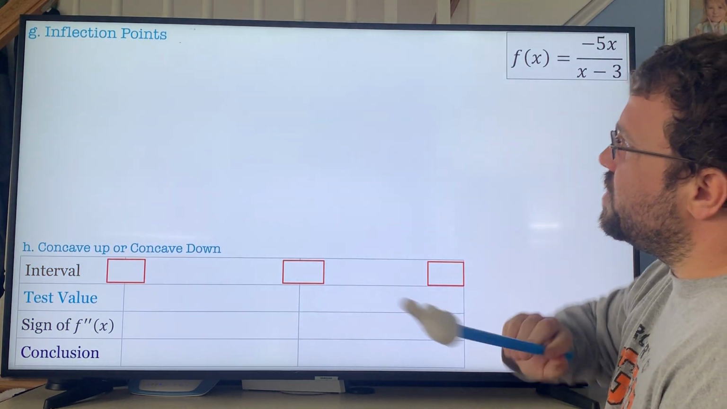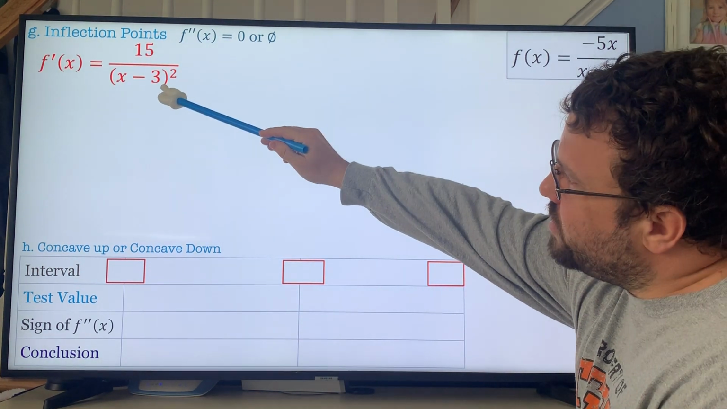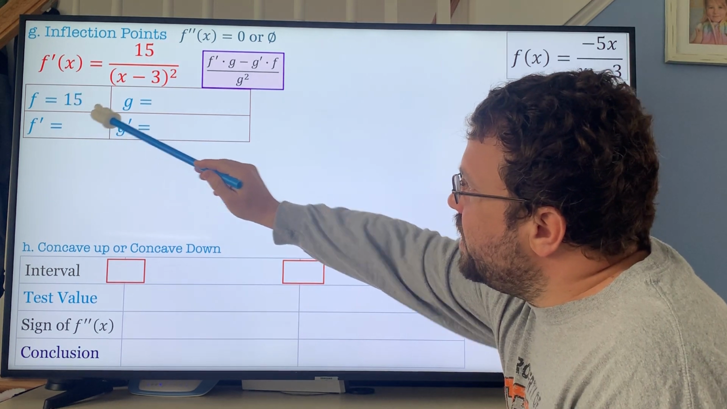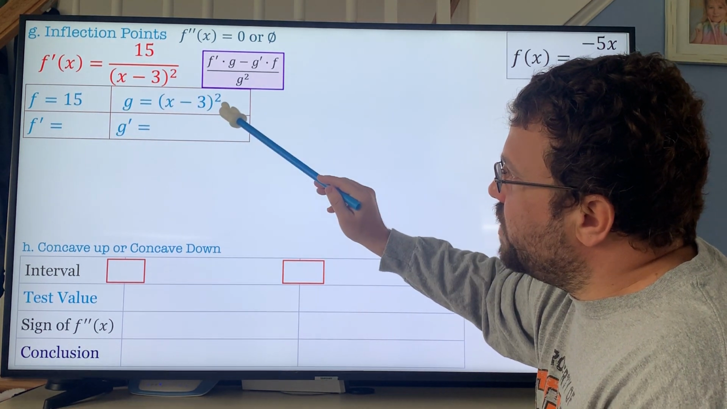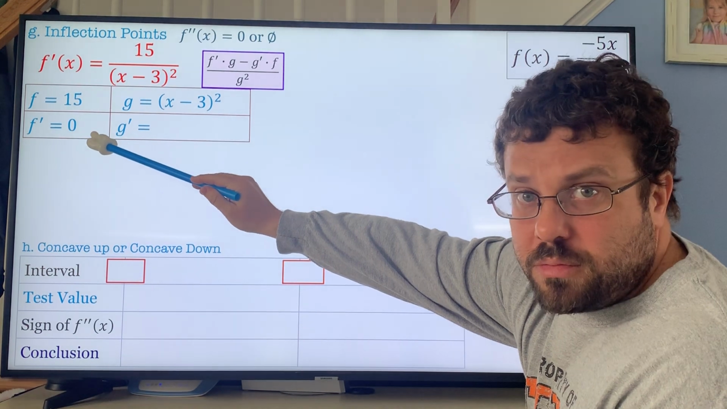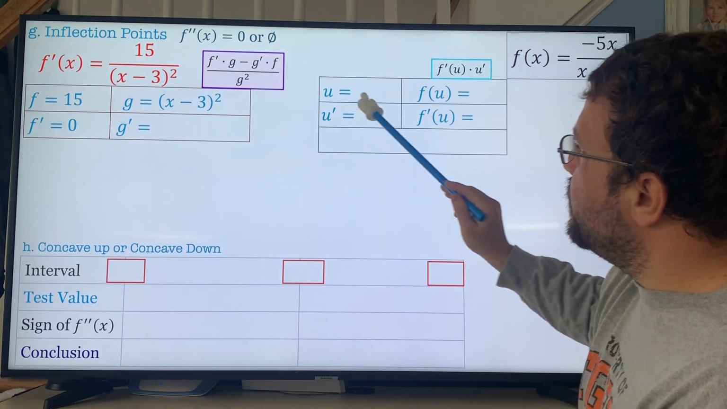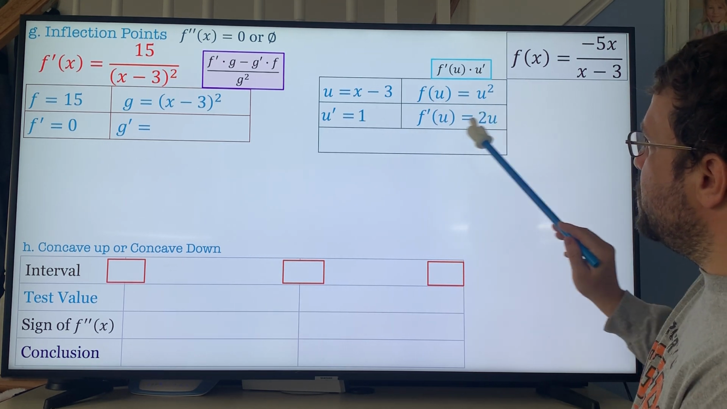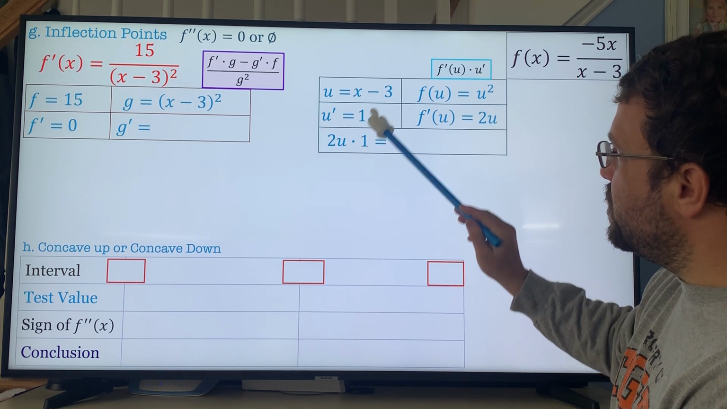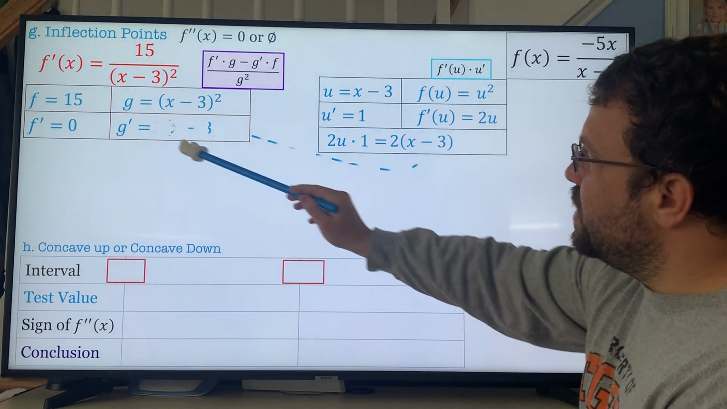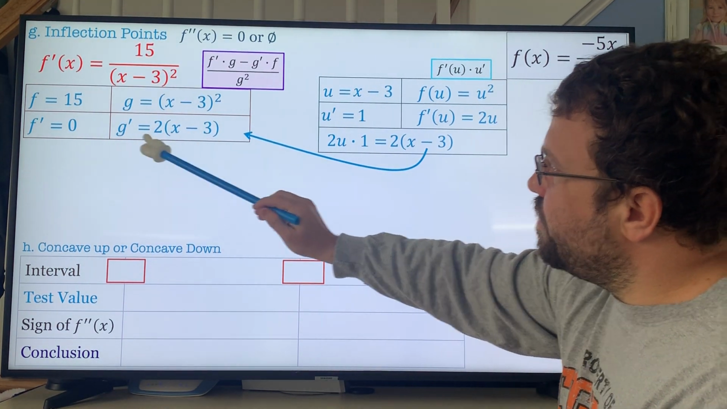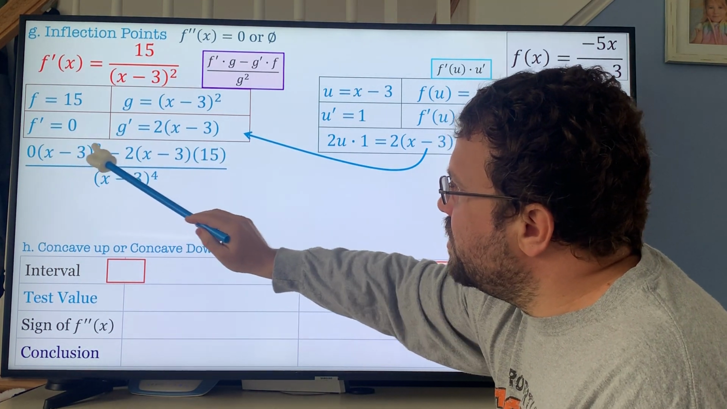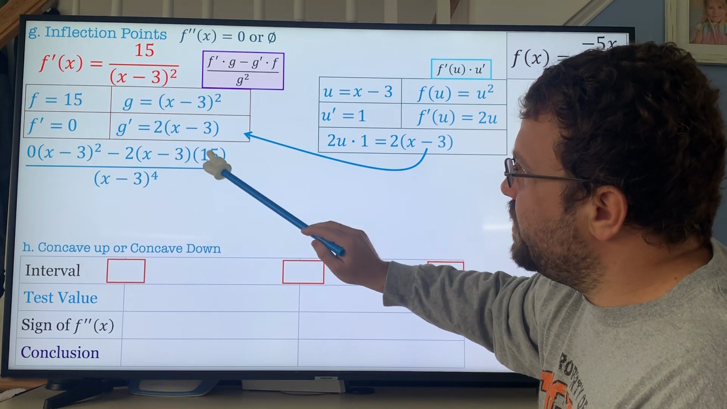Interesting. All right, let's do our inflection point. What we're going to do is take our first derivative and derive it again. Quotient rule. F is 15, g is x minus 3 squared. F prime is 0. Ooh. G prime, we use our chain rule. U is the inside, f of u is the outside. 1 and 2u. 1 times 2u is 2 times x minus 3. So you have 2 times x minus 3 here. F prime g is 0 times this, which is 0, minus 2 times this times 15.